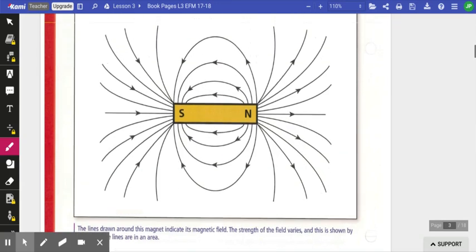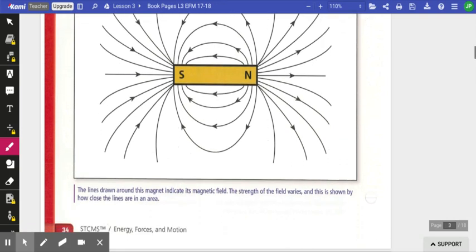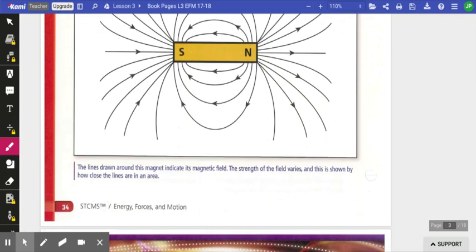So I see a picture of a yellow bar with an S and an N at each end, and I see lines around the bar. Then I'll read the caption in blue. The lines drawn around this magnet indicate its magnetic field. The strength of the field varies, and this is shown by how close the lines are in an area.